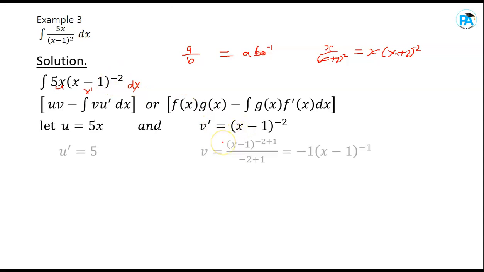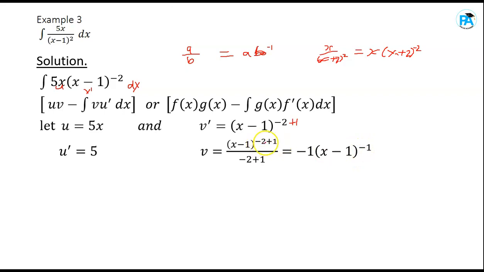Are you following? If that is the case, we can find the derivative of u by differentiating u, isn't it? And it will give us 5, isn't it? And when we integrate this particular one, we can get v. So let's integrate it. How do we integrate? We add 1 to the exponent and divide by what? The new exponent, which is negative 2 plus 1. So that's what I've done over here: negative 2 plus 1 over negative 2 plus 1. Now, negative 2 plus 1 gives you negative 1, isn't it? And 1 over negative 1 is still negative 1. Times (x minus 1) all exponent what?